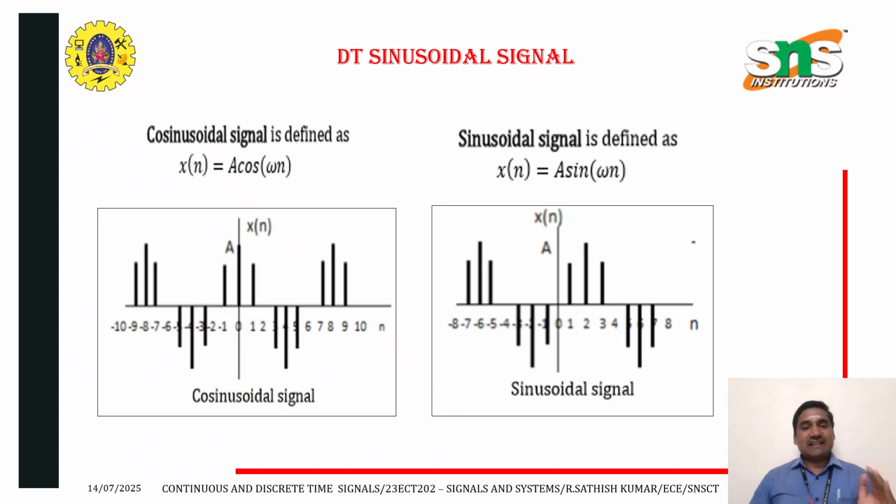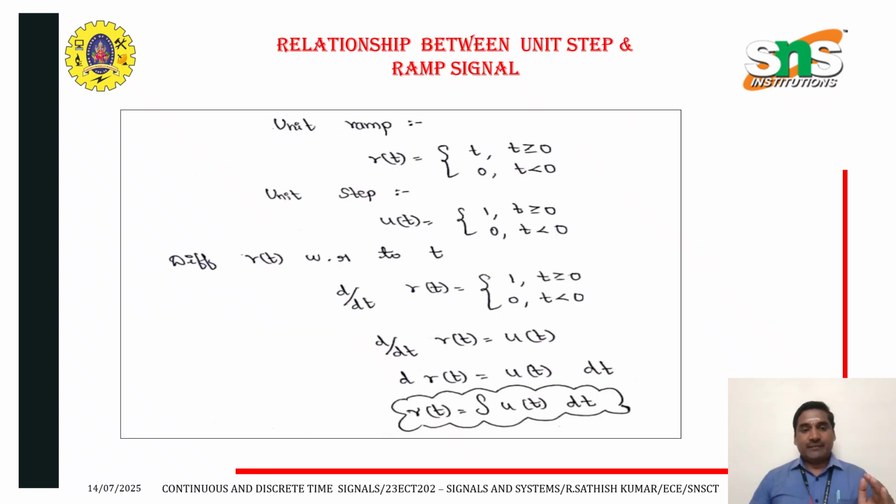Next one is discrete time sinusoidal signal. Cosinusoidal signal is defined as x(n) = A cos(ωn). Sinusoidal signal can be defined as x(n) = A sin(ωn). The cosinusoidal and sinusoidal graphical representations can be given with respect to n and x(n).